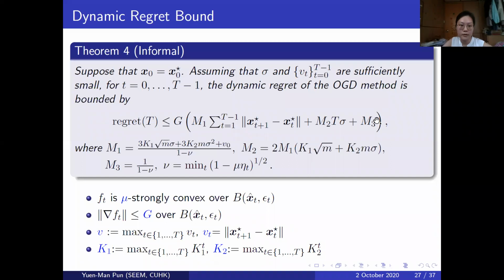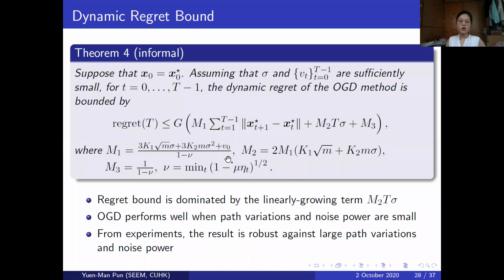and plus some constant here. Okay, and here, if we look carefully, M1 depends on, again, K1, K2, and the number of anchors, the noise power, and V0 is the initial move, and M2 depends on M1 and also the number of anchors and the noise power. And nu here is given by this and depends on the strong convexity parameter, also the step size. Okay.